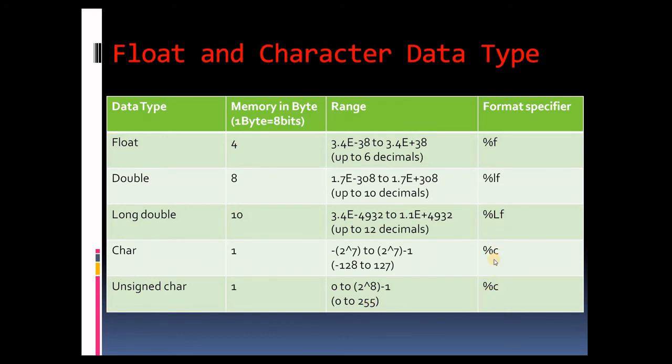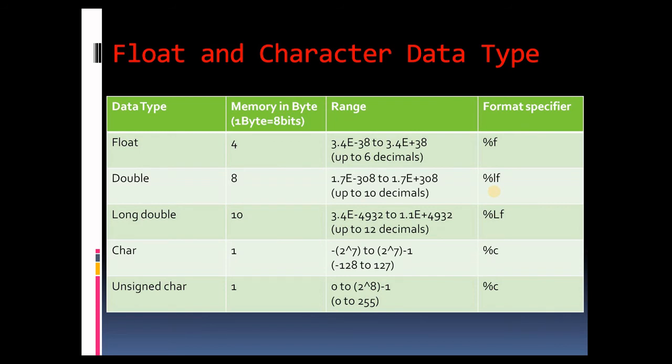The format specifier is %c for character, and %Lf, with capital L, is for long double. For double, it is small letter lf, and for float %f. So we all know that C is a case sensitive language, so small l is different from capital L. Okay, so that's it for the primitive data types that are available.